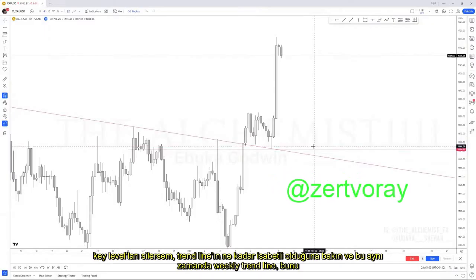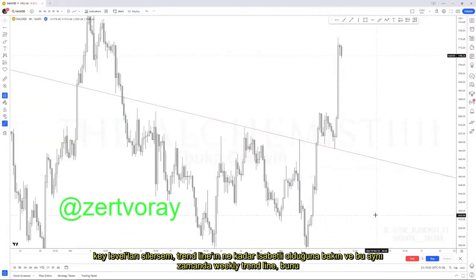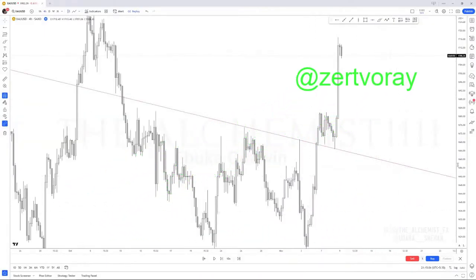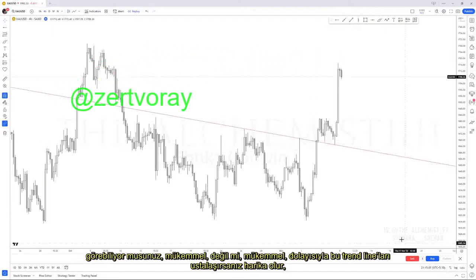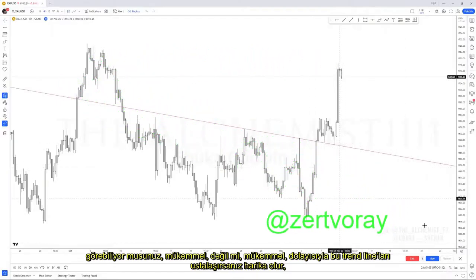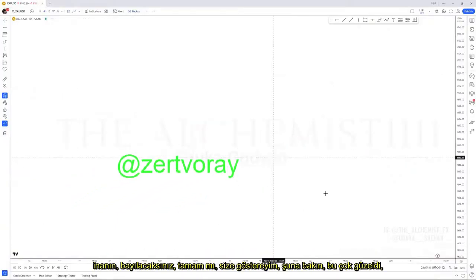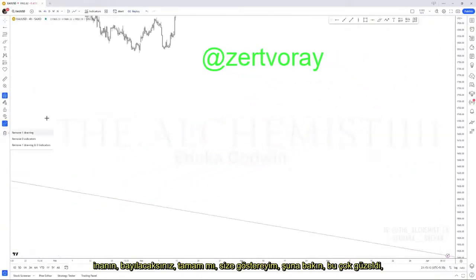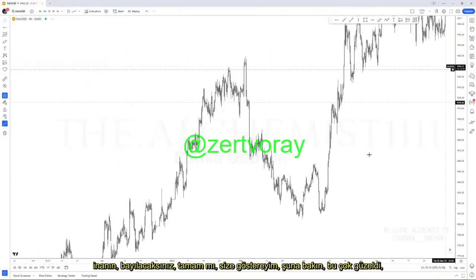If I delete the key levels, can you see how precise the trend line is? And that's also a weekly trend line. Can you see that? Perfect, right? It's perfect. So if you master these trend lines, it'll be awesome. Okay, trust me, you will love it. Okay, so let me show you. Okay, look at this one. This was a very nice one.